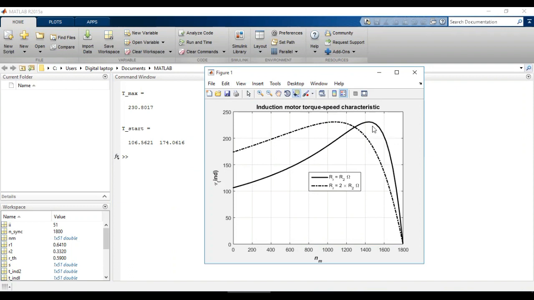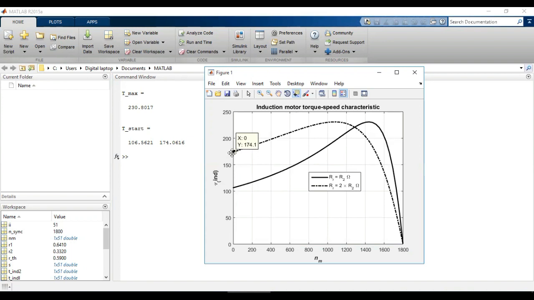So let's click on this marker, and now let's click over here. So this maximum torque is actually 230.8, which is calculated by this analytical expression. Similarly, if I click over here, it is 230.8, which is the maximum torque, and it is exactly the same for both the values of rotor resistances. Now let's verify the starting torque for R equal to R2. The starting torque is equal to 106.6, and for double the value of rotor resistance, the starting torque is 174.1.